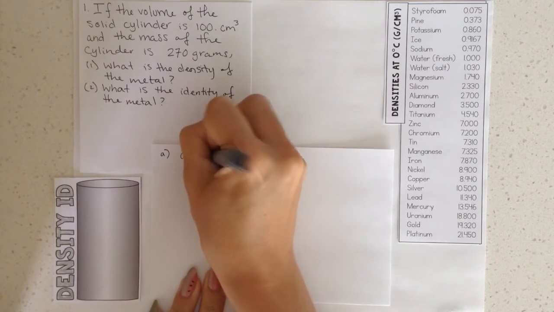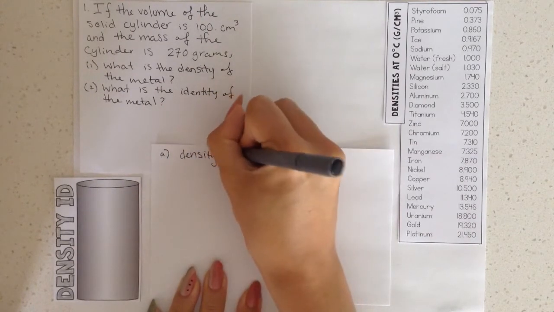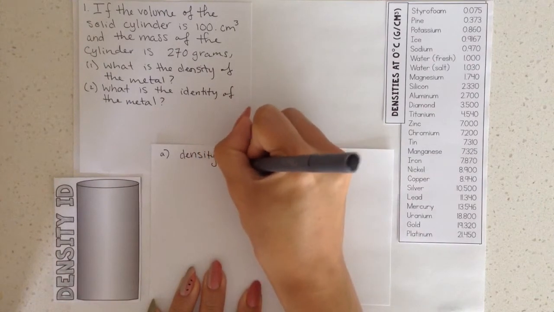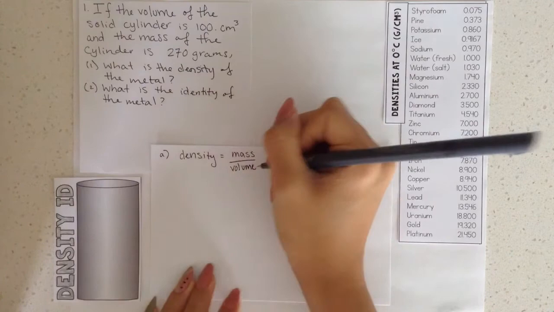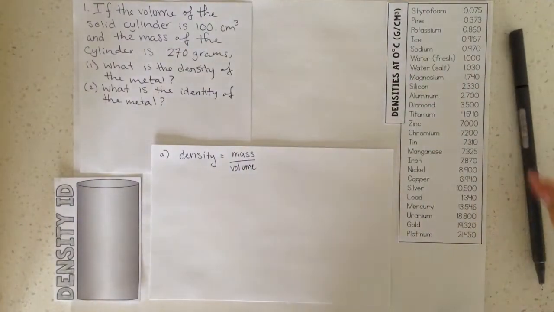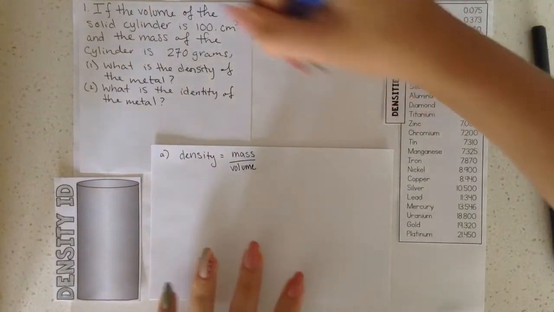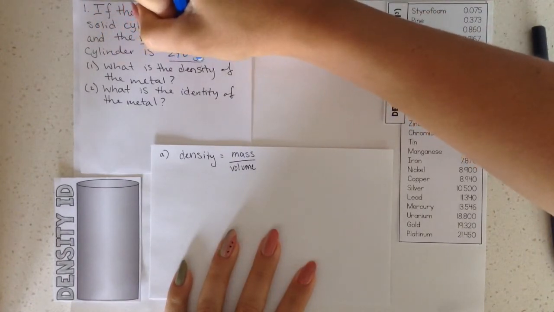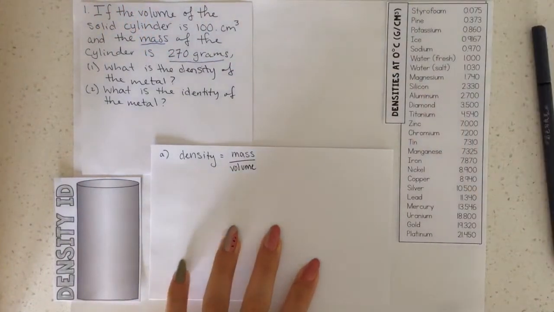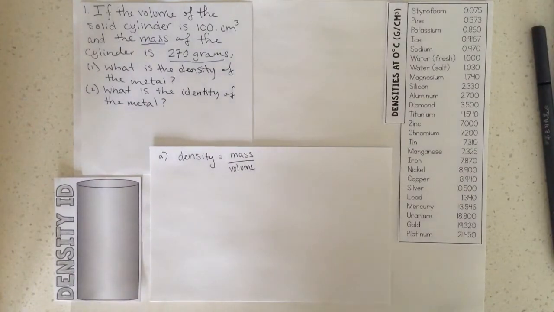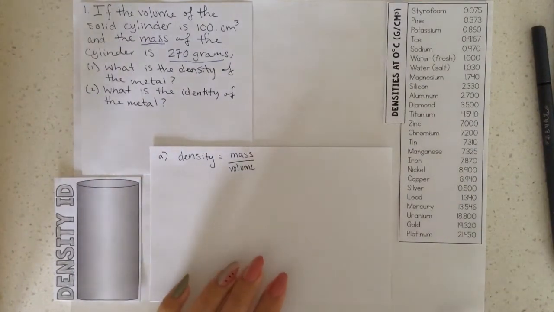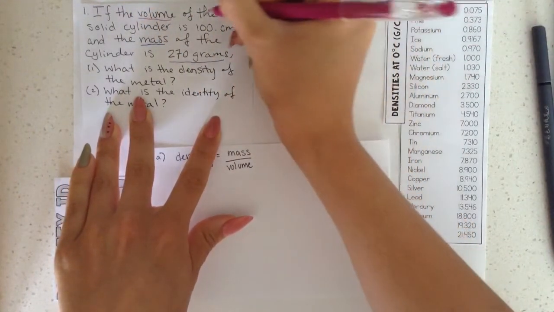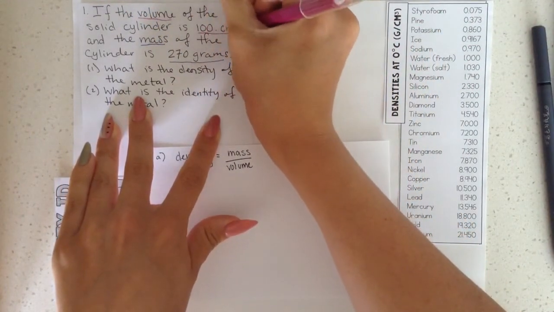Density is equal to mass divided by volume, or the ratio of a mass to volume. We're given a mass here. The mass of the cylinder is 270 grams. The units are important here. And we also have a volume given to us. That volume of the cylinder is 100 cubic centimeters.